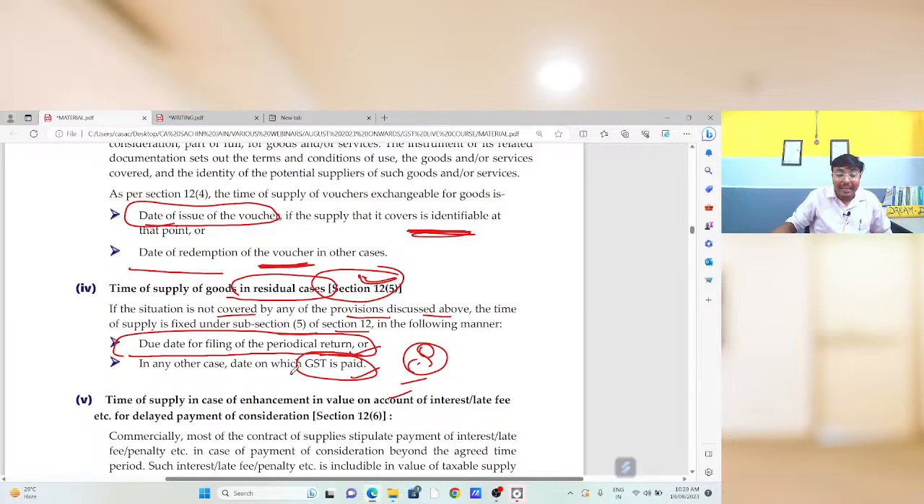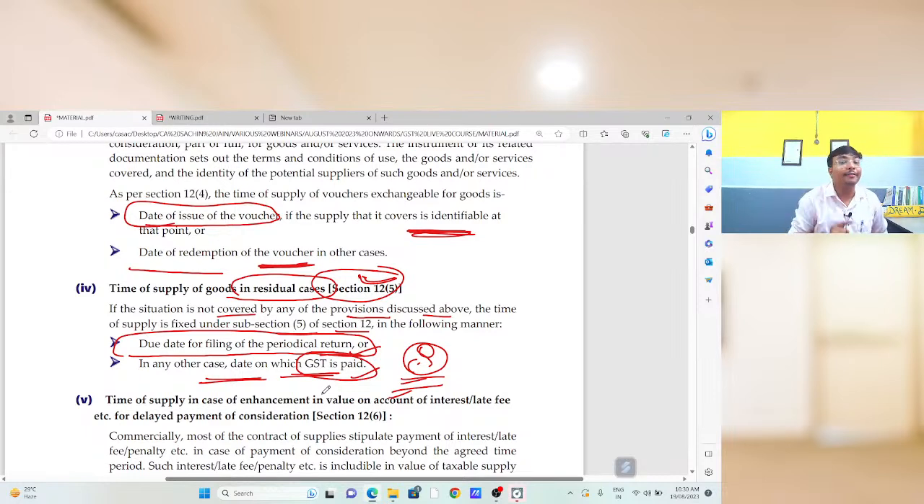In that case, I need to make the payment of relevant taxes on monthly basis also, 35%, and then after I need to adjust the 100% amount at the end of the quarter. So this provision is there specifically for quarterly. If you are monthly return filers, in that case, when you file the return, that will be treated as your time of supply.